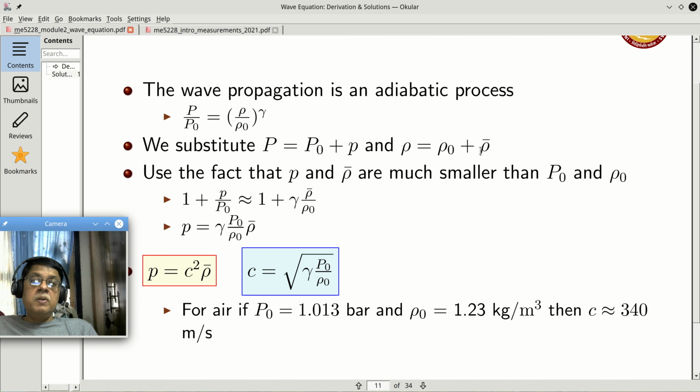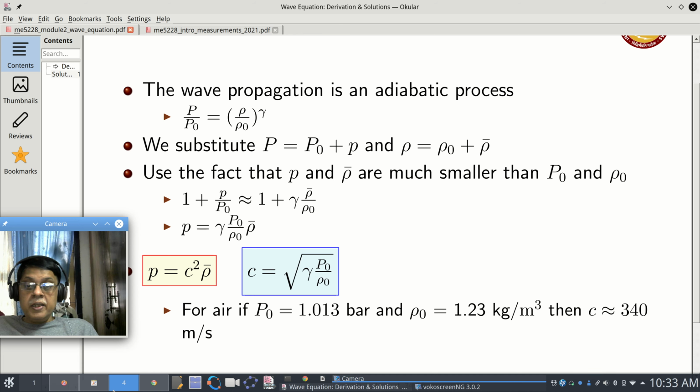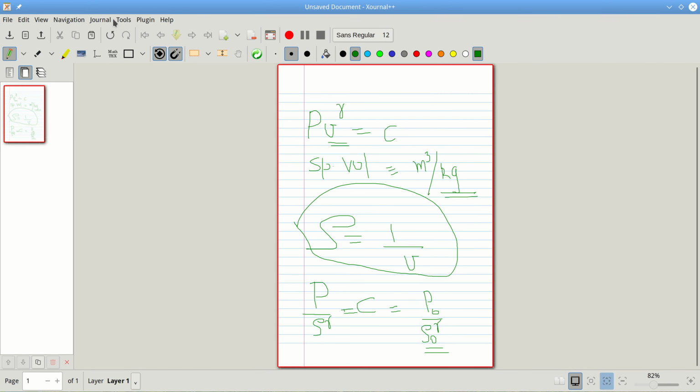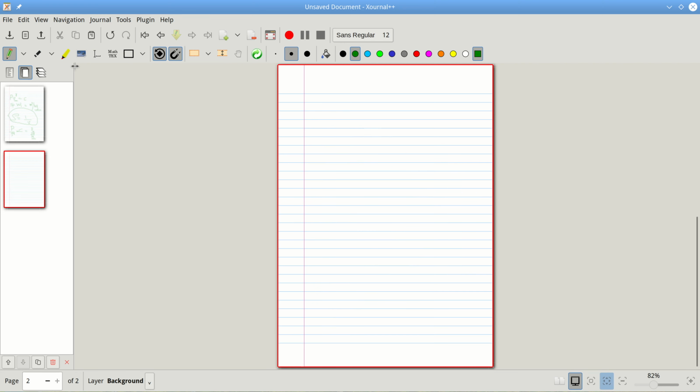So if I go back into that equation, let me go back to my journal here. Let me insert a new page. Let me change the ink color to possibly blue. So I have P naught plus P by rho naught plus rho to the rho bar, right? So that is what we are using. Rho naught by rho bar to the power of gamma equal to constant, which is of course equal to P naught by.